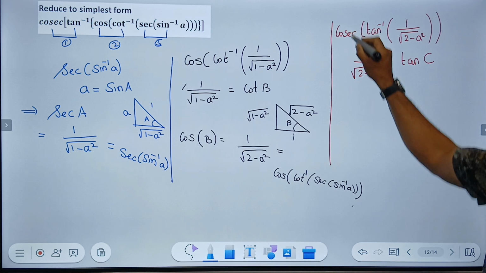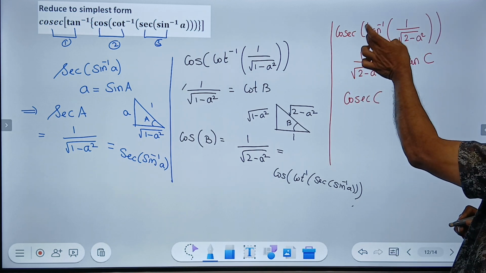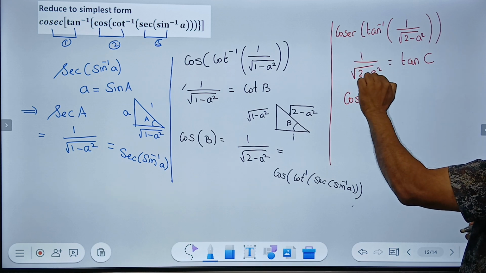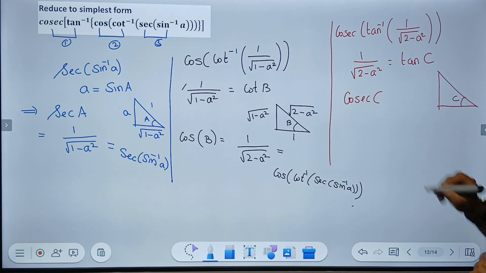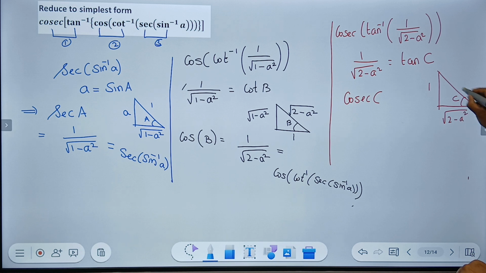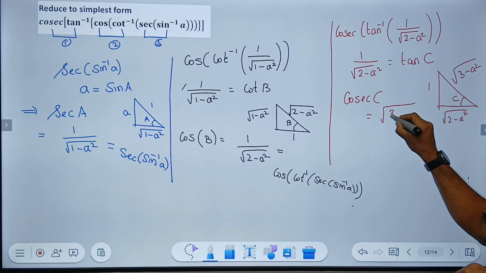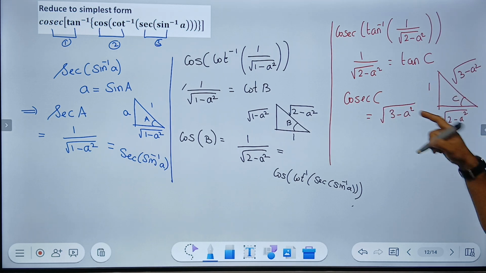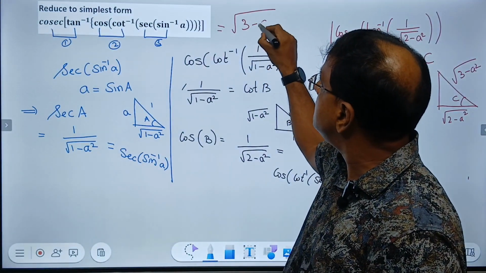Now what do you do? This will become cosecant C, because tan inverse of 1 by root of 2 minus A square will be C. This is cosecant C. Now draw the triangle. Now what is angle C? This will be 1 by root of 2 minus A square. By Pythagoras theorem, this will be root of 3 minus A square. So cosecant C will be hypotenuse by opposite. Opposite is 1. So basically this has been reduced to root of 3 minus A square.